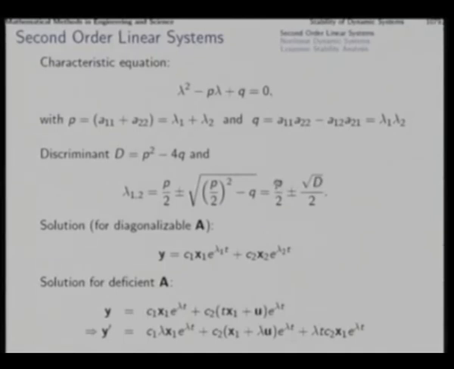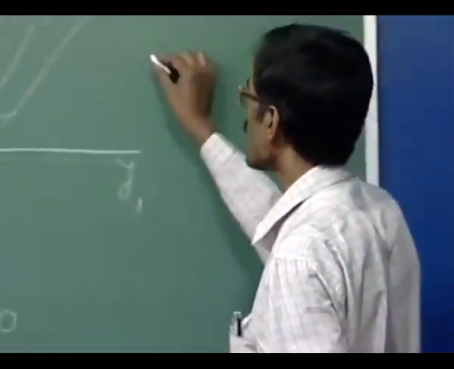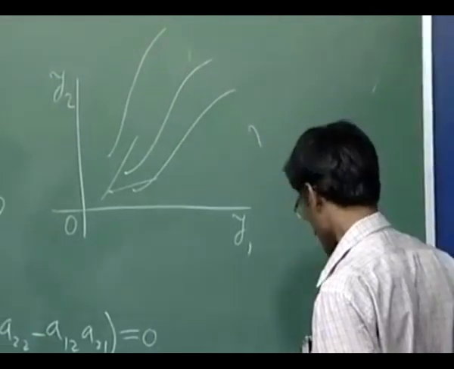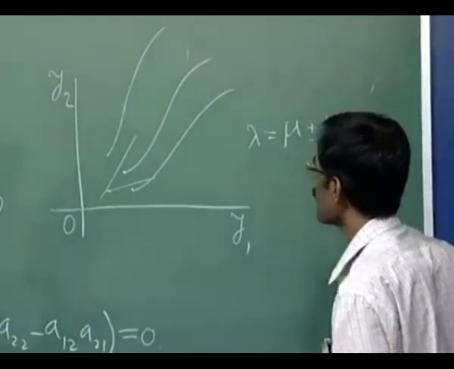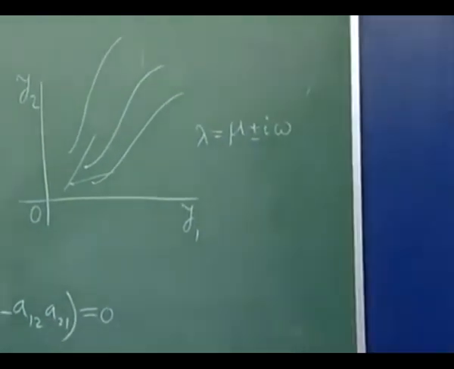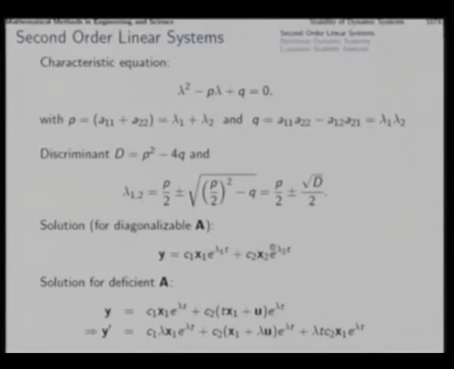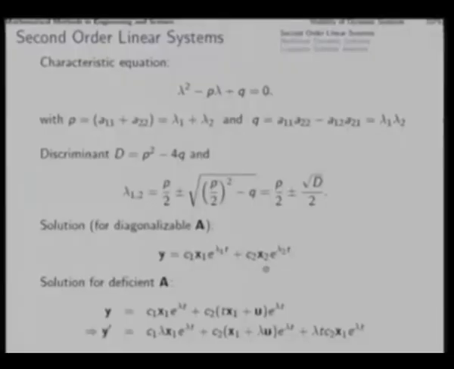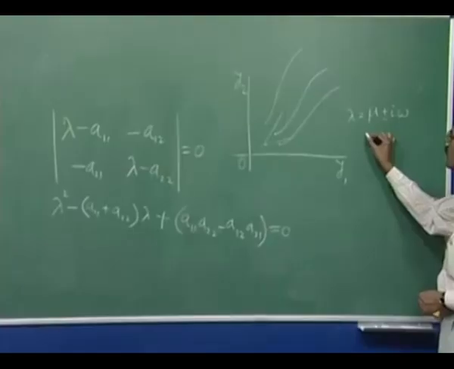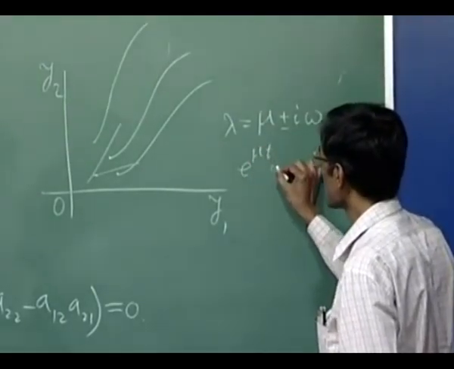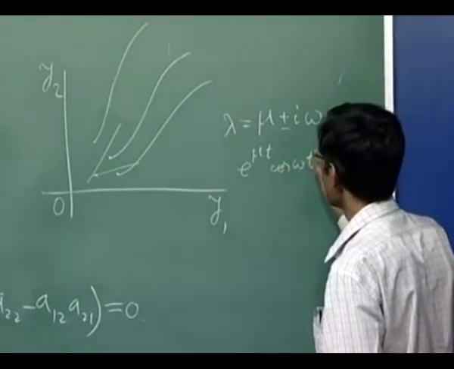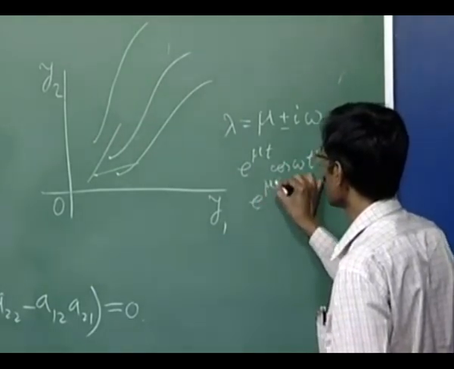So it will be a full-fledged complex number with non-zero real and non-zero imaginary part, and in that case you will get eigenvalues like lambda equal to mu plus minus i omega. So in that case, these two solutions. Okay. What you do in that type of situation is reorganize the coefficients, and the solutions will be: one solution will turn out to be like e to the power mu t cos omega t, and the other will be e to the power mu t sin omega t.